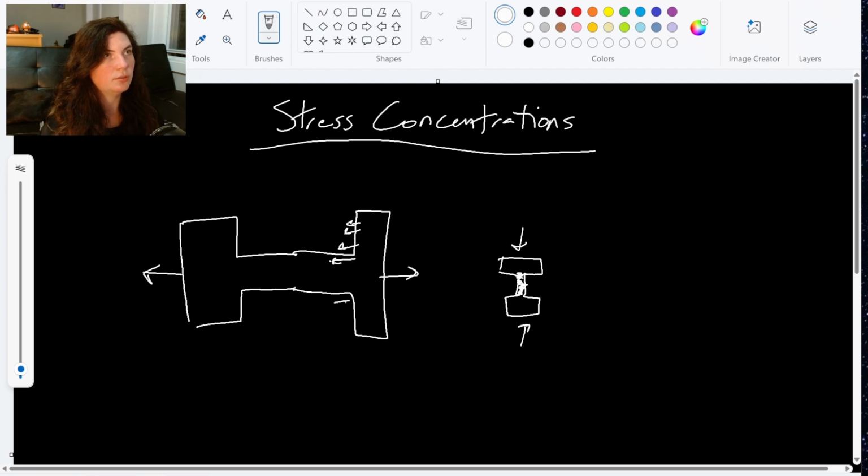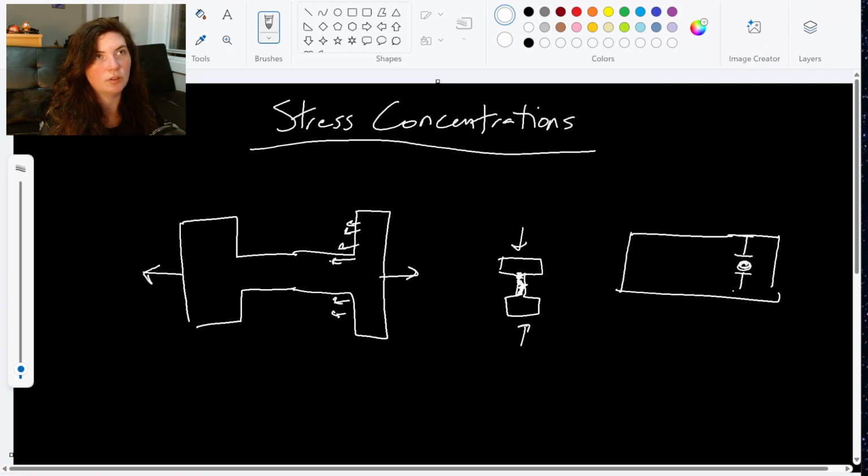Which makes sense, right? When we think about where things tend to fail, it's going to be at these changes in area. Another super common one that we see is anywhere with a hole in it. So maybe you have your bar and it needs to hook into something else, so it has a hole in it that you can bolt or nail it, something like that. So it has some hole in it, where now the cross-sectional area has changed, right? It does not include this hole that goes through the middle of it. So because of those changes in cross-sectional area, we get these stress concentrations.